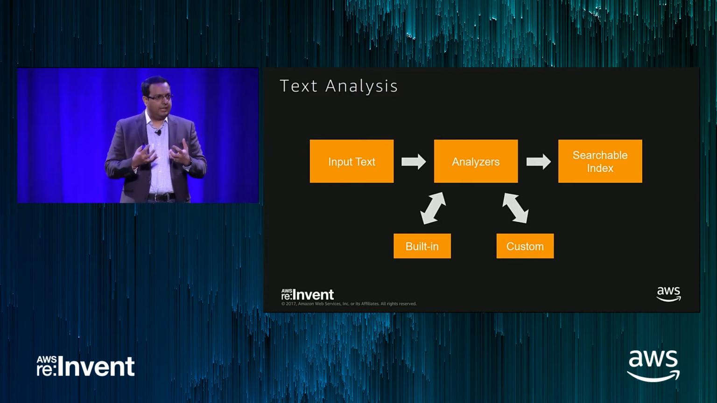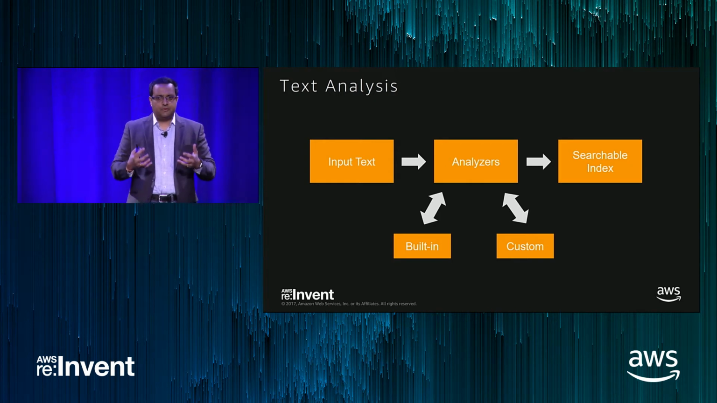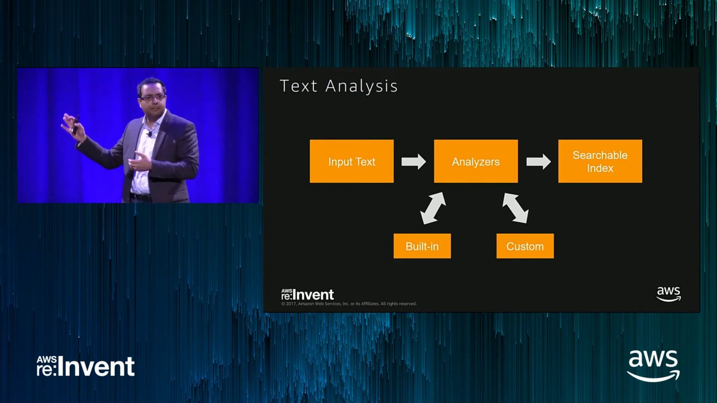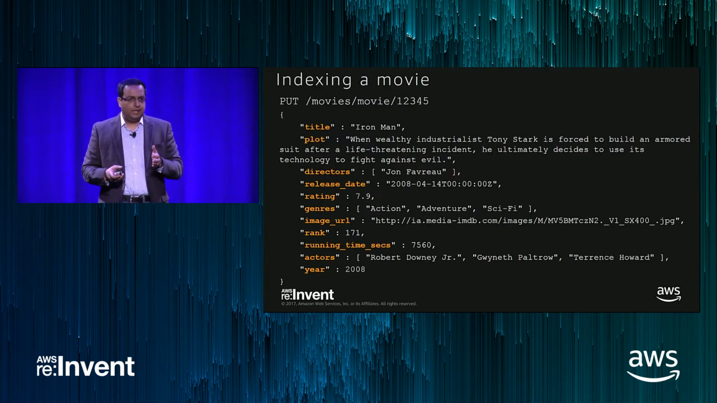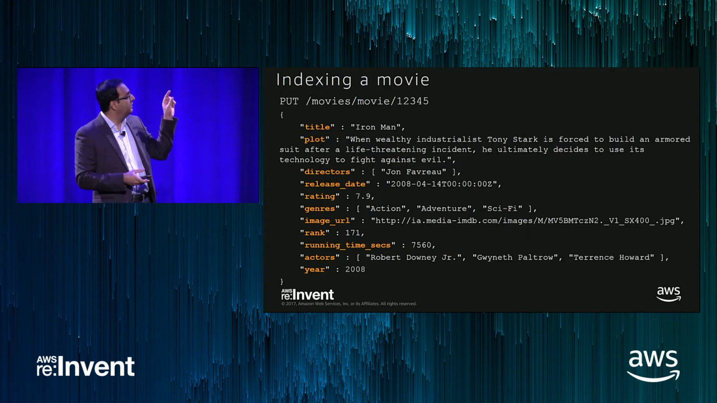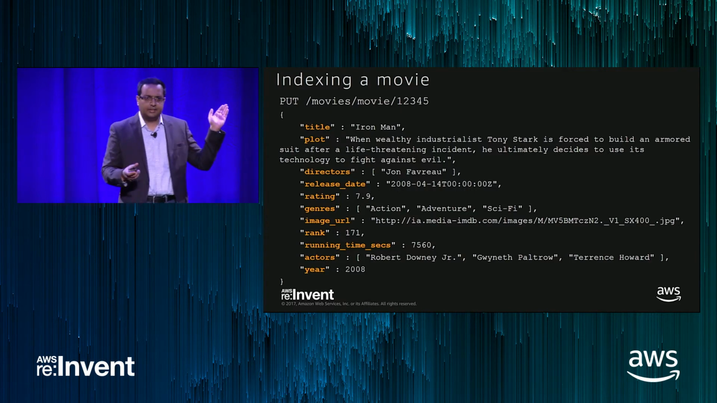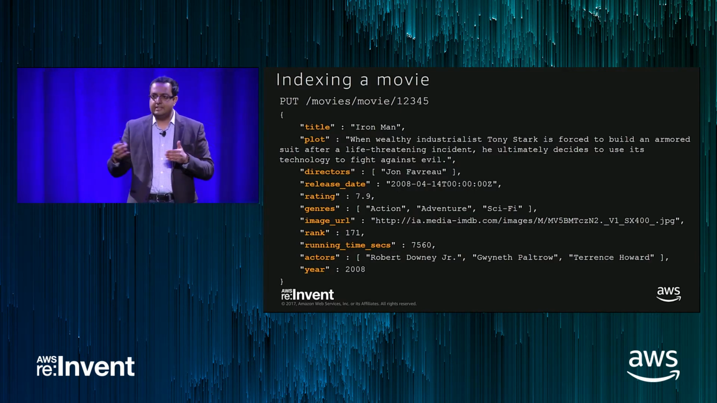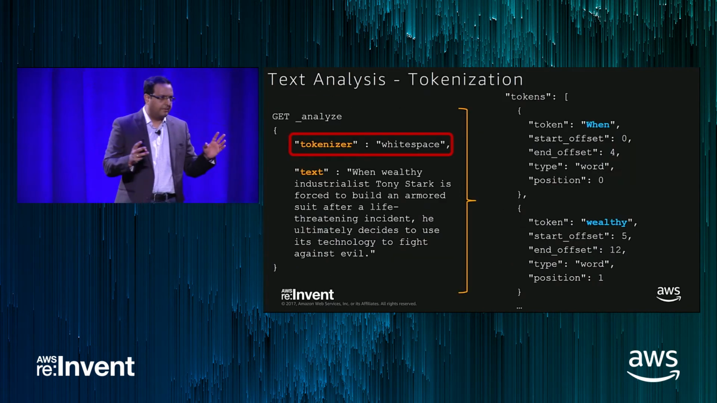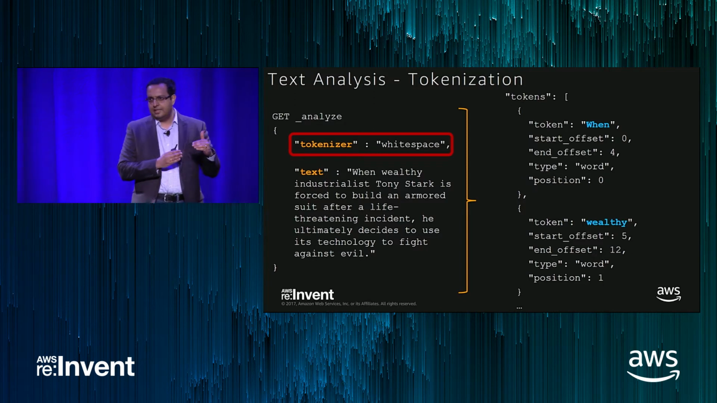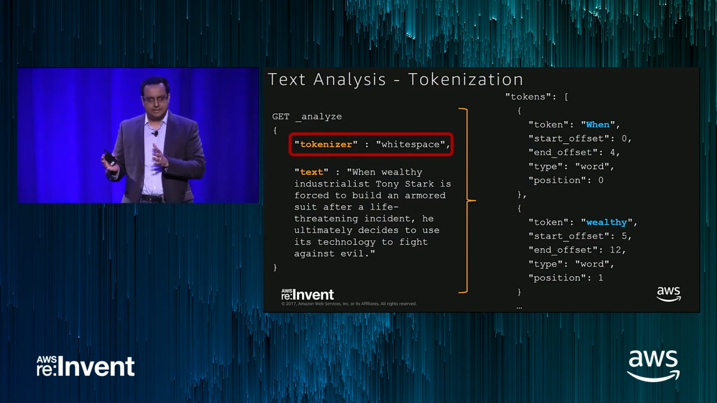Let me illustrate this with specific examples. And I'll take the example of the Iron Man movie that we just saw. So essentially, what I'm doing is we'll analyze the plot field here, which is like a full text string here. And we'll see how analysis can actually work on it. So analysis generally has two phases. The first phase is called tokenization, and the second phase is called normalization.